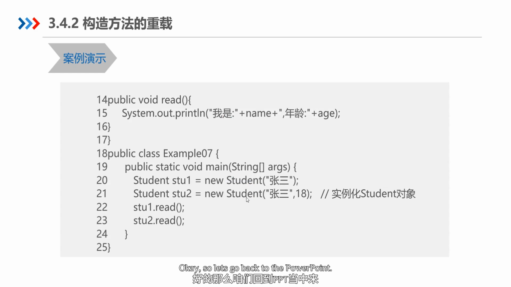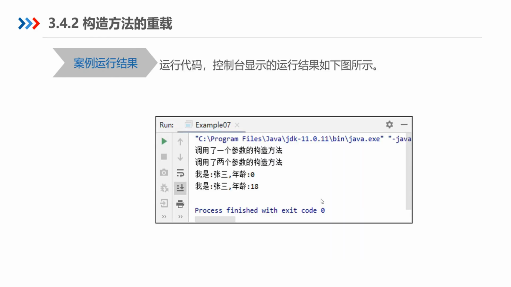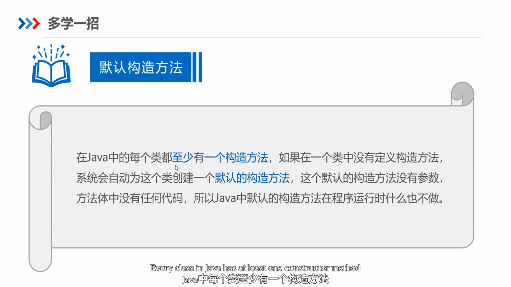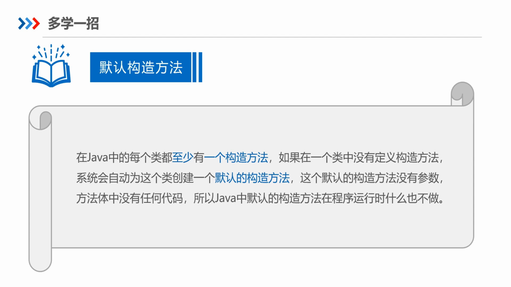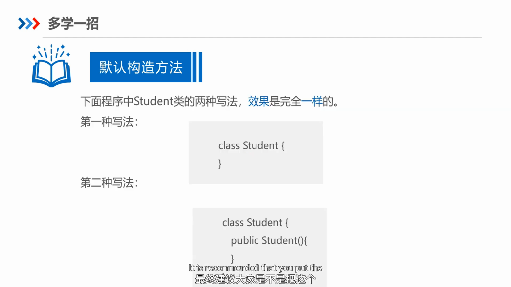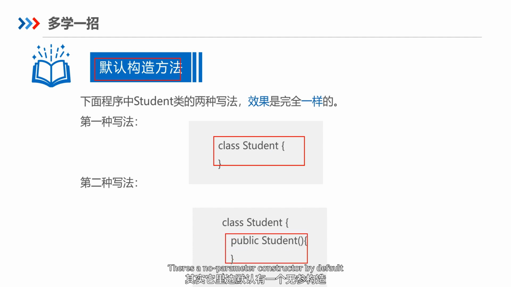Okay, so let's go back to the PowerPoint. Every class in Java has at least one constructor method. So in a class, if there is no constructor defined, the system automatically creates one for the class by default. When we define a parameter constructor but not the no-parameter constructor, the system no longer provides the no-parameter constructor. So it is recommended that you put the parameter constructor and the no-parameter constructor together. This is the default constructor. When you write a class and don't write anything, there's a no-parameter constructor by default.